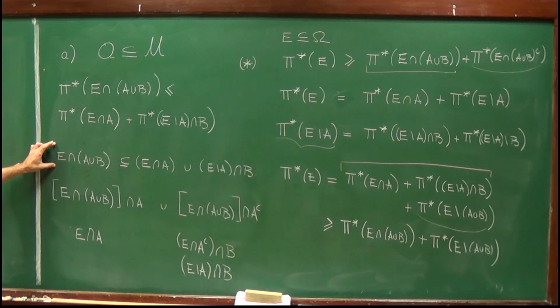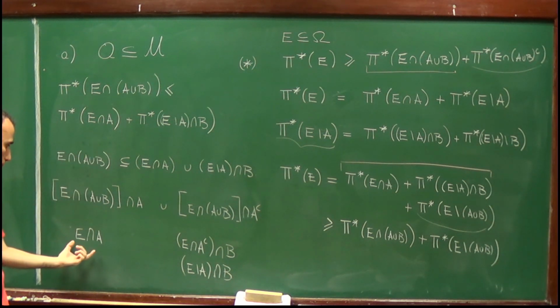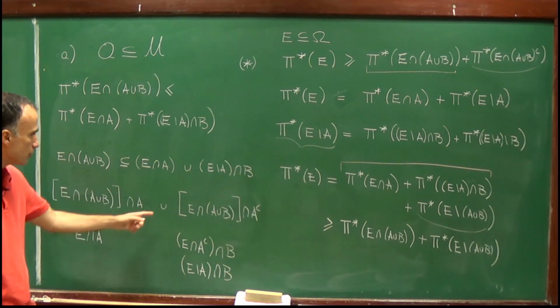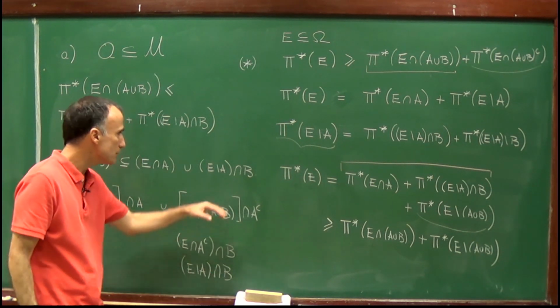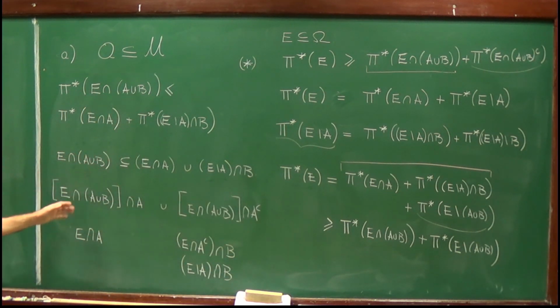So indeed, what we obtain is that E intersection A union B is contained in E intersection A, which is this term, union E minus A intersection B, which is this term. So this reasoning proved that relation. From that relation, we obtained this inequality, which is what was missing in the proof. So this concludes the proof that M is indeed closed by finite unions.